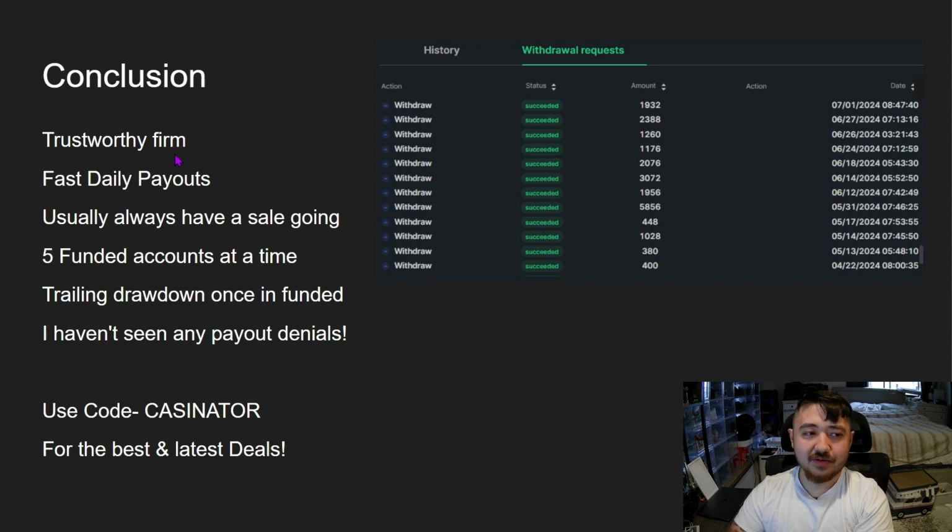So trustworthy firm, in conclusion, they're a trustworthy firm. Haven't seen any payout denials. They pay out very quick. Very fast daily payouts. Usually always have a sale going on. I like that. You can have 5 accounts total in sim funded and Pro Plus. It's only 5 total. Con: trailing drawdown once funded. I don't like that, but it stops once you hit the buffer, which is nice. I haven't seen any payout denials.